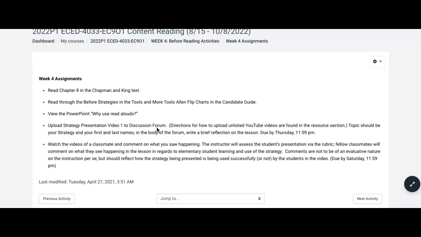And then you can also look at each other's videos. You're going to possibly comment on what you saw, but you're not going to evaluate anything. It's just a reflection of how the strategy was presented, if it was successful or not. Not evaluative.